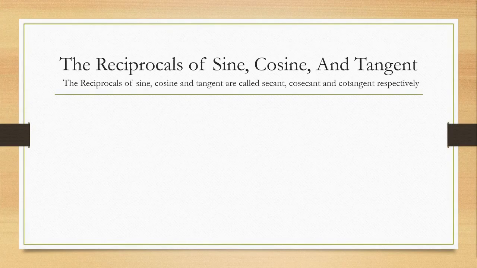The reciprocals of sine, cosine, and tangent. The reciprocals of sine, cosine, and tangent are called secant, cosecant, and cotangent, respectively.